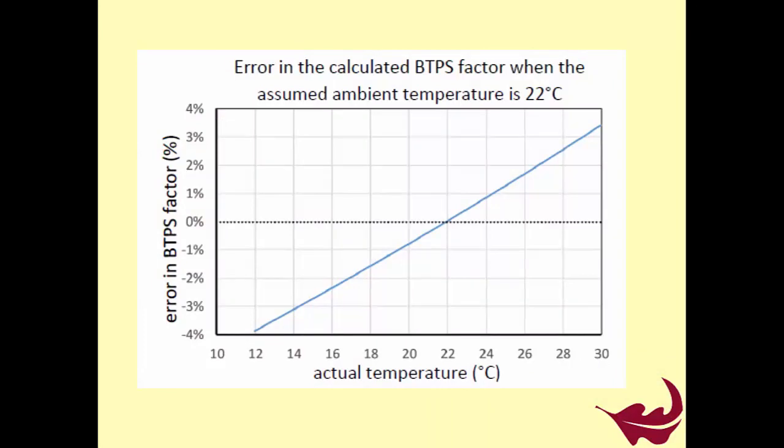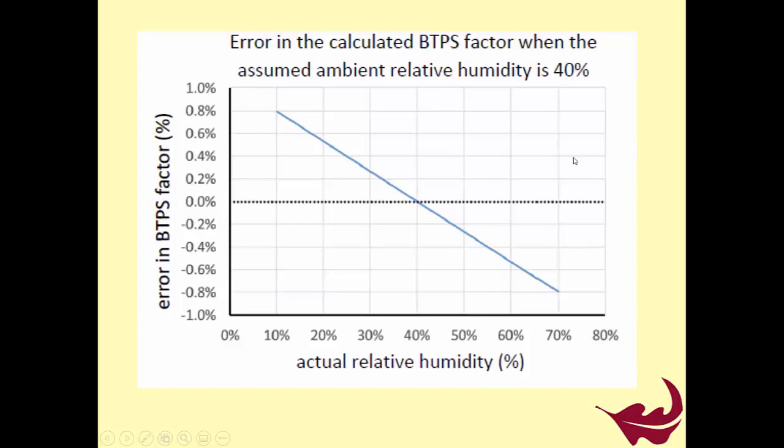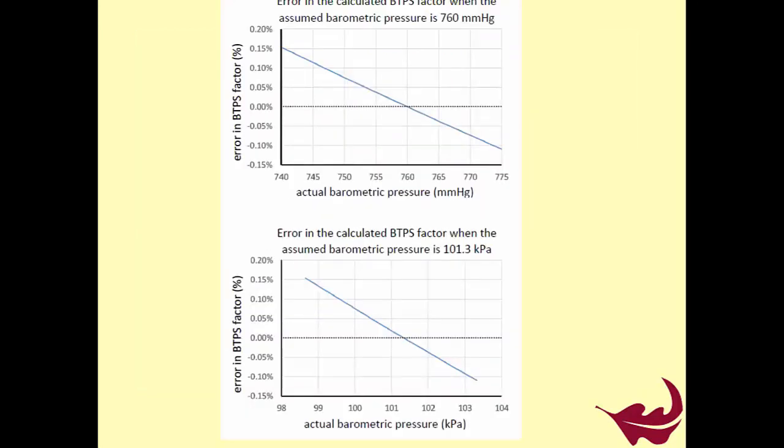And when you look at the publication that I've referenced there, you can see that there can be quite a significant error in your BTPS factor. Here we just assume that the ambient temperature is 22 degrees, but if it's not, and there's a change in the temperature in the rooms where you do the spirometry, you're actually going to have some errors in the measurement. The same with your relative humidity. If you assume that it is 40%, but the humidity actually changes during the course of the day, then you may need to recalibrate when you do spirometry. As you can see, there are errors there, as well as with barometric pressure, as you can see on the graph.